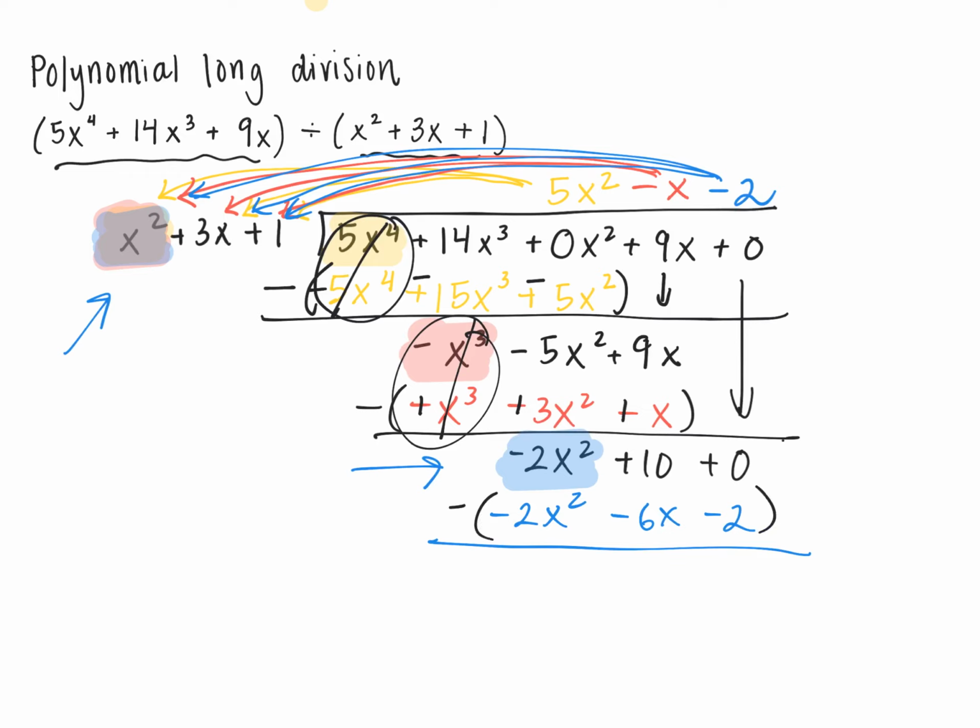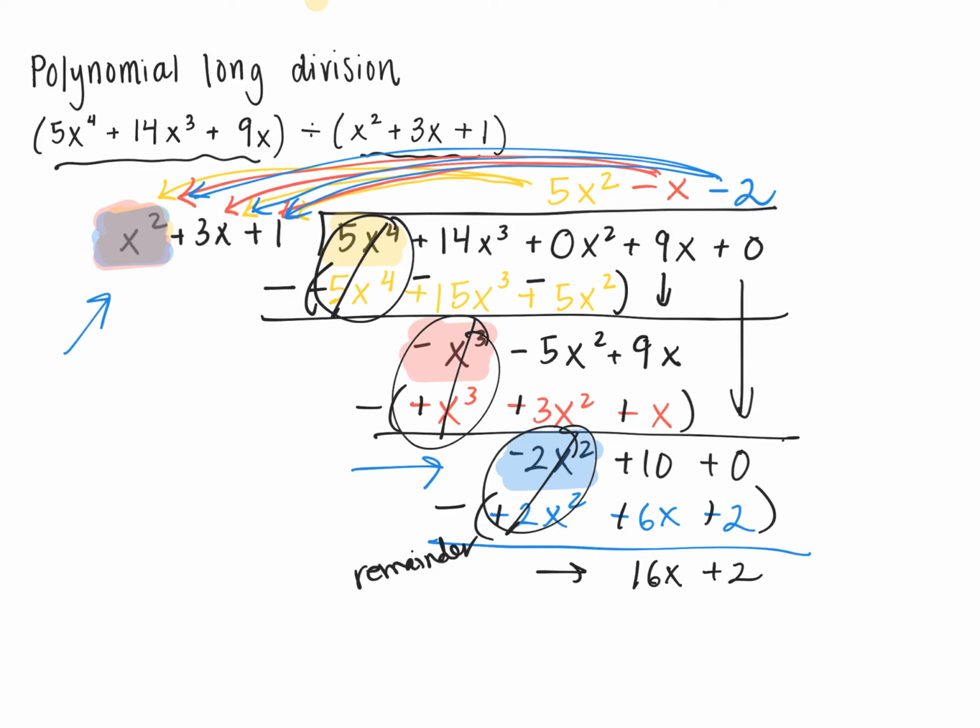We're going to subtract and distribute the negative. 10 plus 6x is 16x. 0 plus 2 is 2. And because there's nothing else left to bring down, this is our remainder.